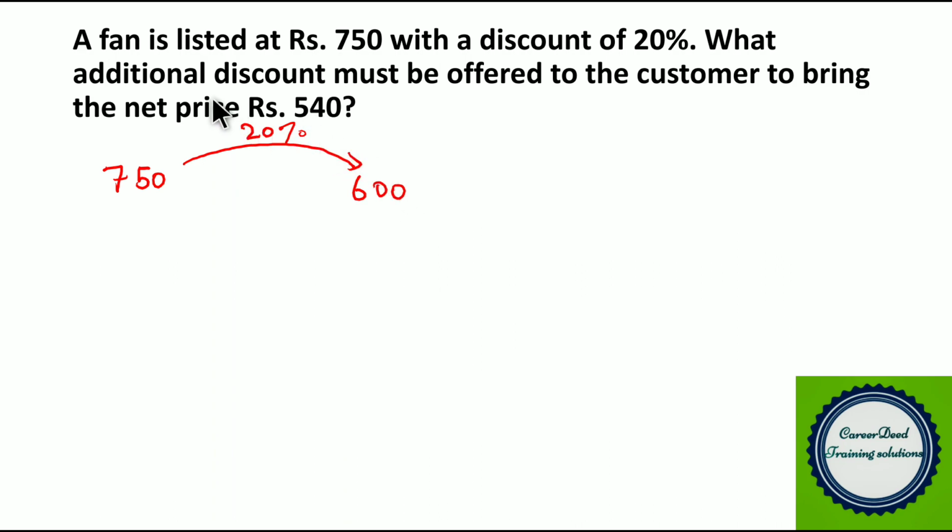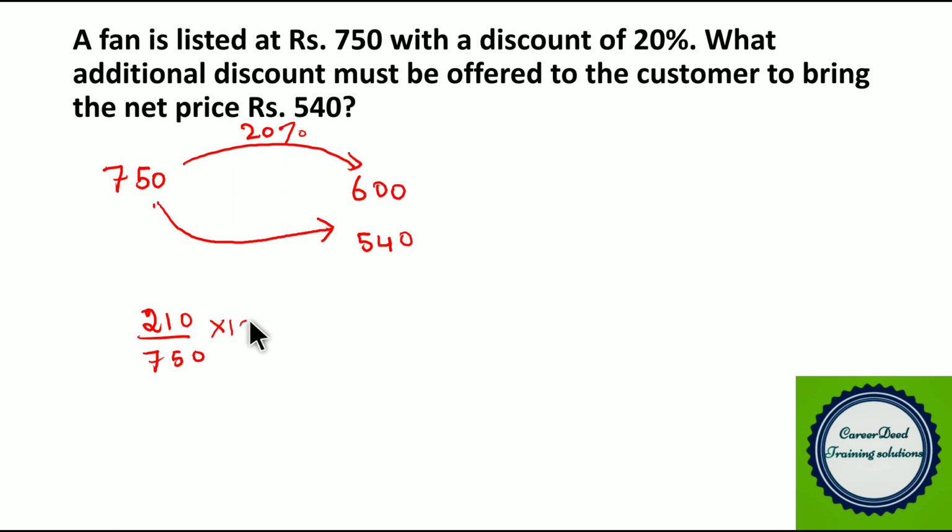Now our question is, what additional discount must be offered to the customer to bring the net price to 540 rupees? Now the customer has to pay only 540 rupees, right? For that, how much additional discount does he have to offer? This is our question. See, from 750 to 540 rupees, what is the discounted price? 750 minus 540, it is 210 rupees. So he has to give this 210 rupees discount only from 750 rupees, right?